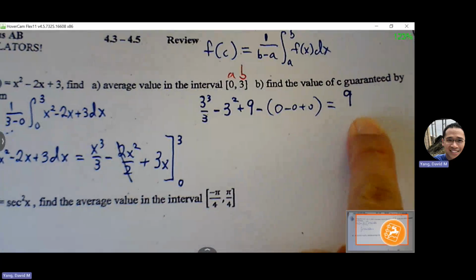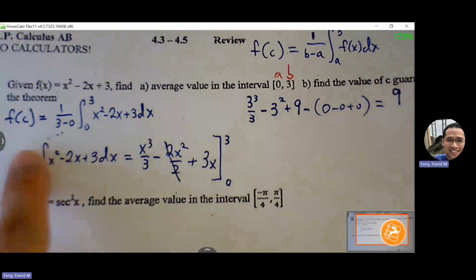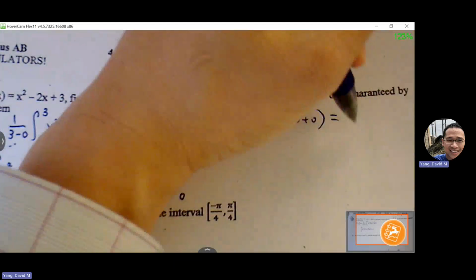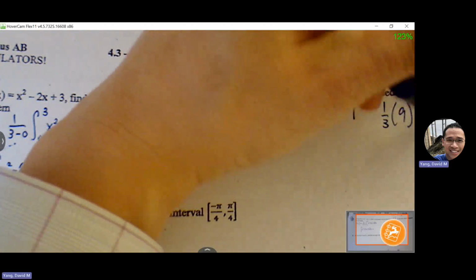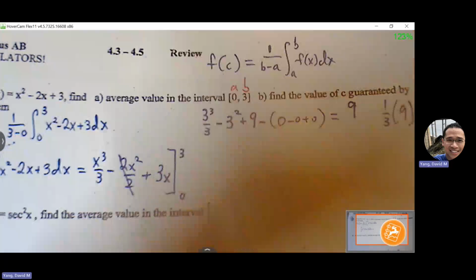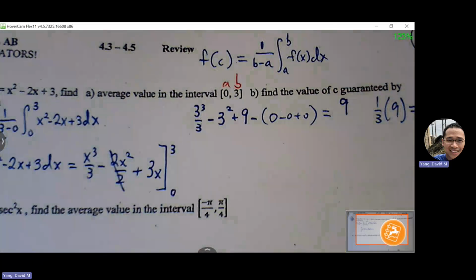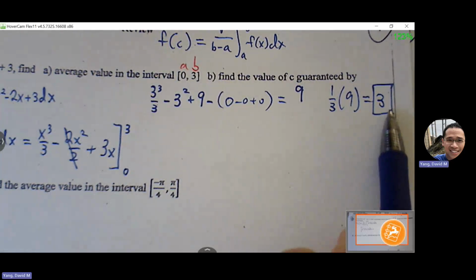Now we still have to make sure we include the what? Yeah, that 1/3, right? You have the area component, but you still got to make sure you don't forget about that width component. So 1/3 times 9, or 9 divided by 3, is what? 3. So this is my average value. So that means on this curve between 0 and 3, if I were to look at all the different heights along this curve, that height is going to average out to be 3.